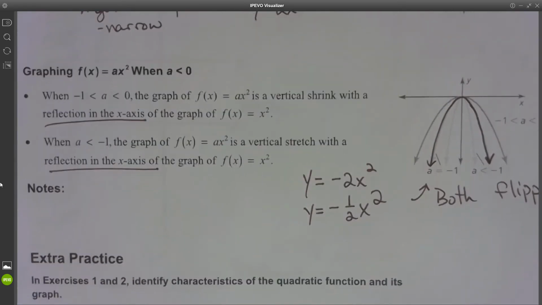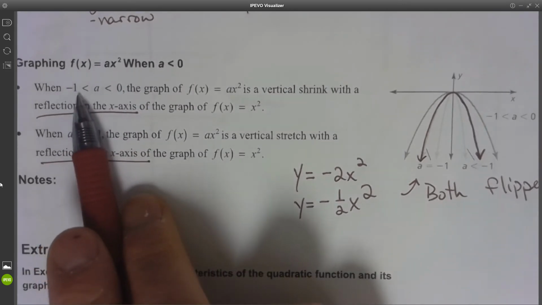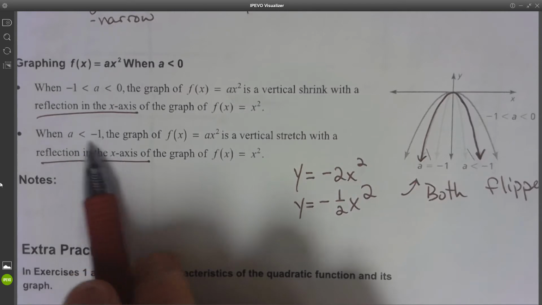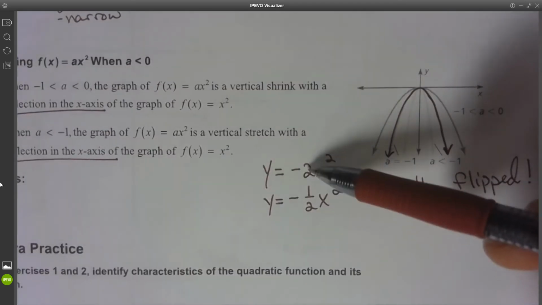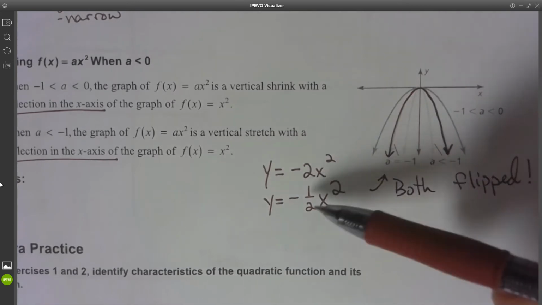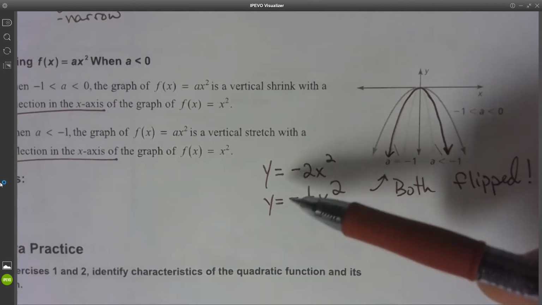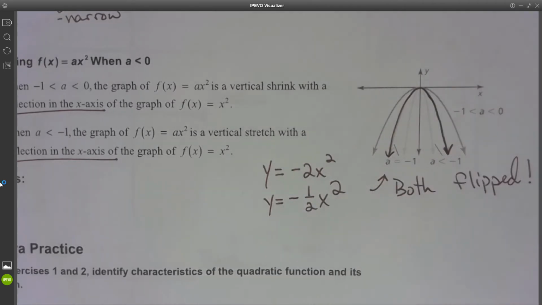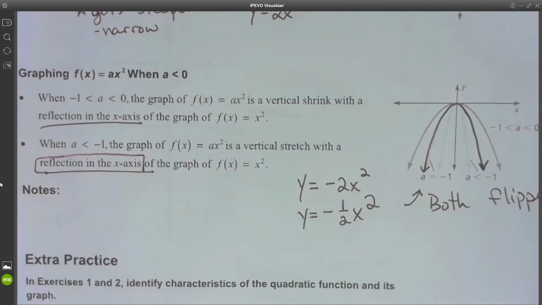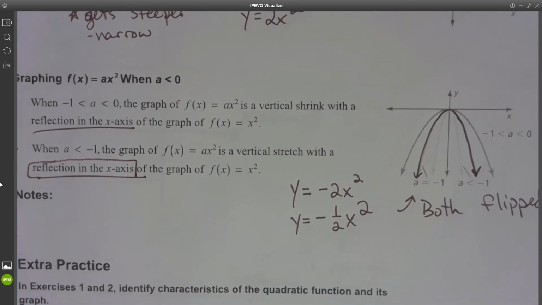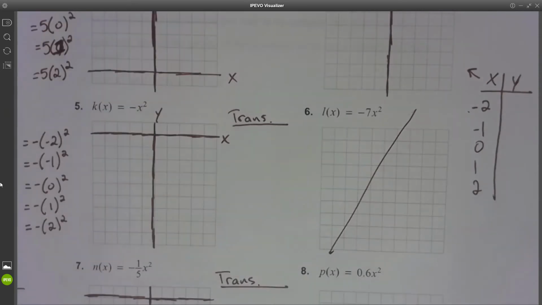Same thing happens when we have a negative number that's in between 0 and -1, or less than -1, further away from 0. A larger number is still skinnier and narrower, a smaller number is still wider, but that negative in front flips over the x-axis. So we just call that a reflection in the x-axis. These are also things that we'll have to identify after we make these graphs. So flip over to the next page.